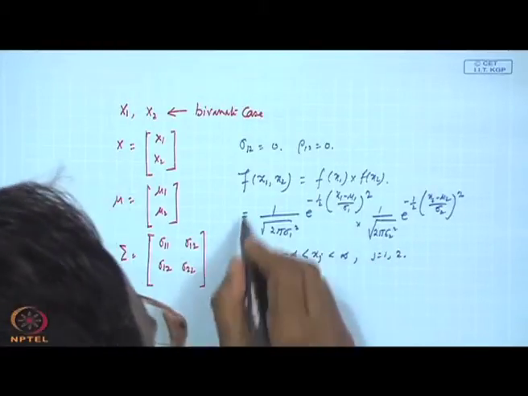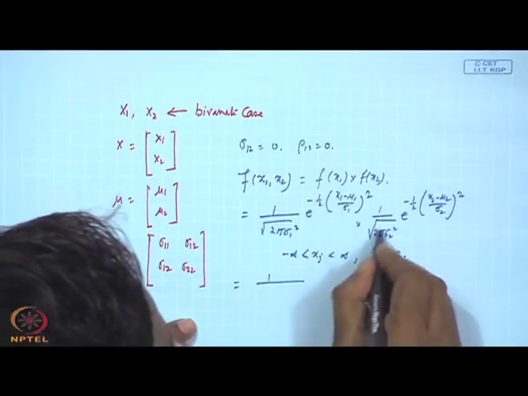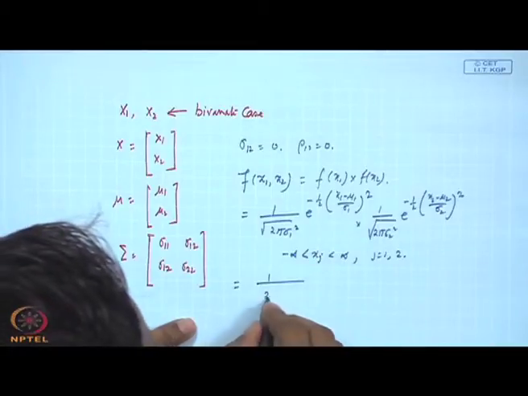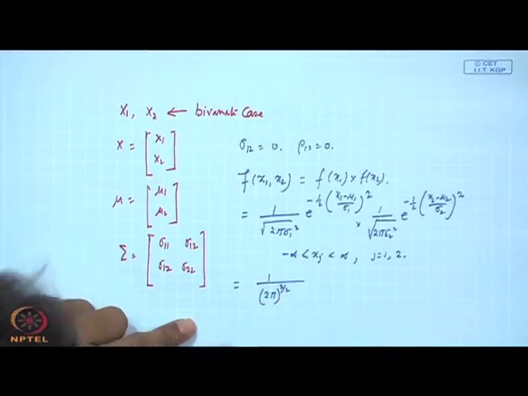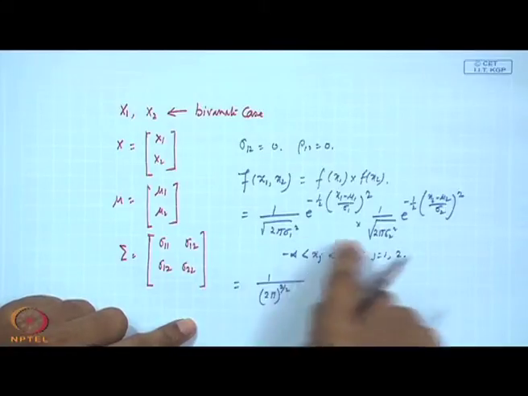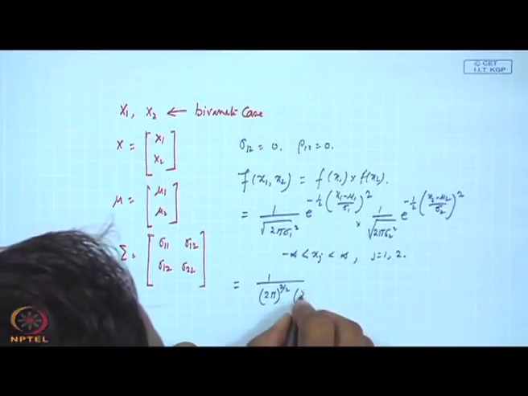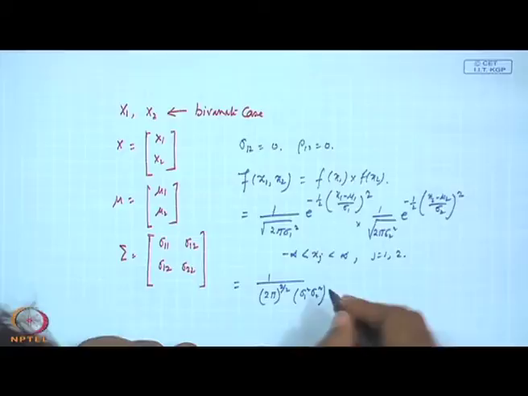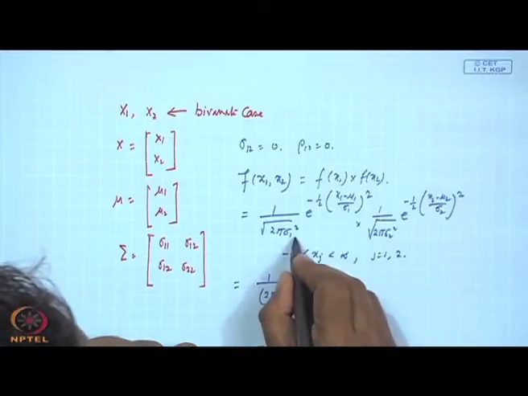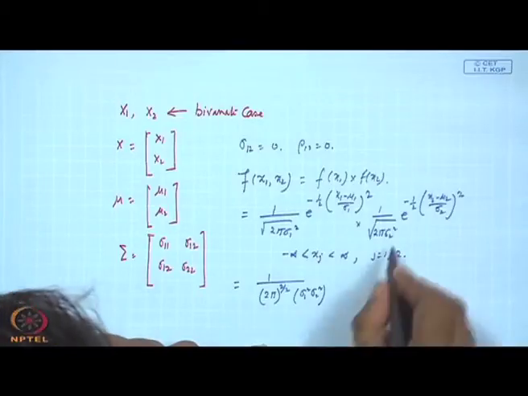So, if I multiply this, what are we getting? We are getting like this: 1 by 2 pi to the power 2 by 2, that is, 2 pi into 2 pi, square root. Then another one, what you are getting, sigma 1 square and sigma 2 square, also sigma 1 square sigma 2 square to the power half you are getting here.